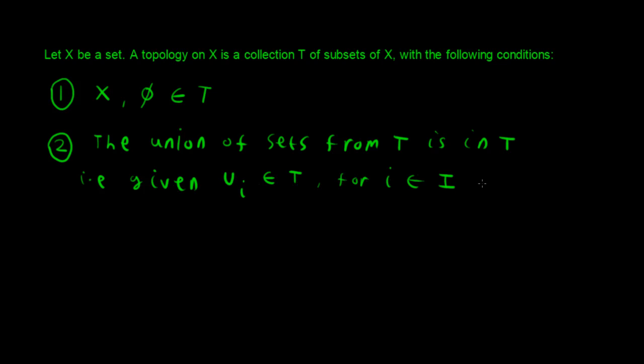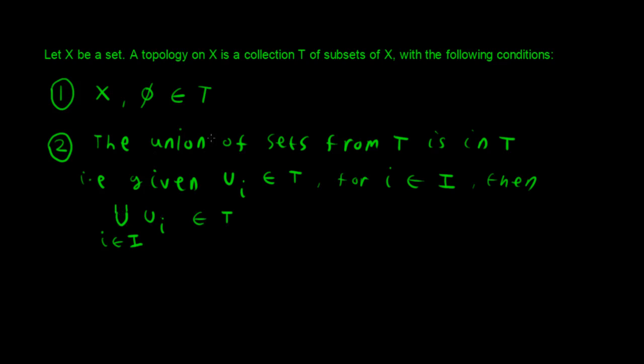then the union over i in the index set I of the U_i. So let me just make my union symbol a little bit bigger there so you can distinguish the U and the union. So the union over the U_i is in T.